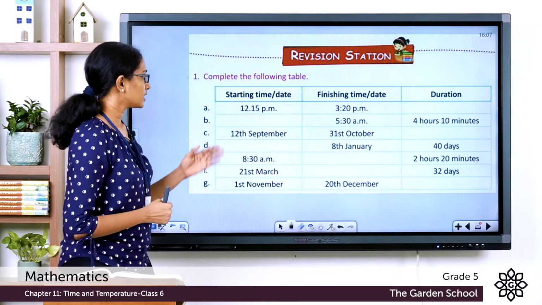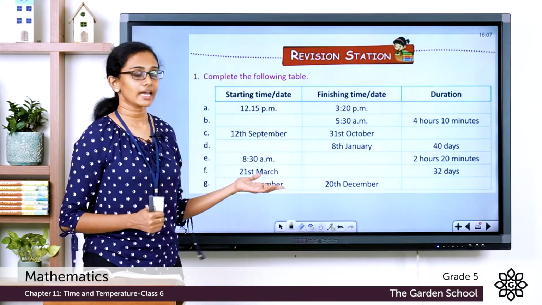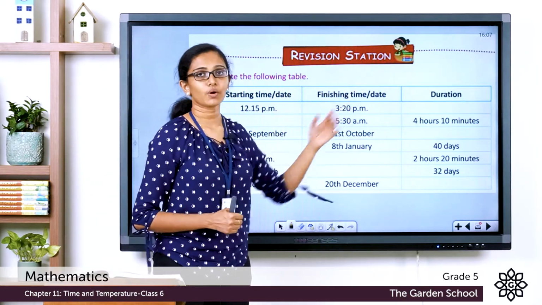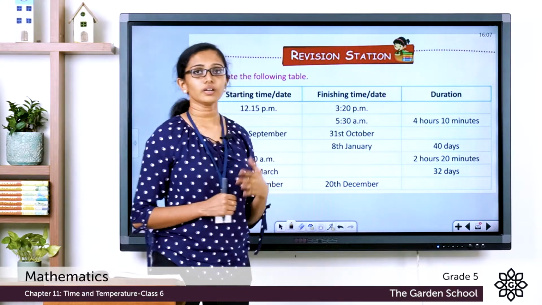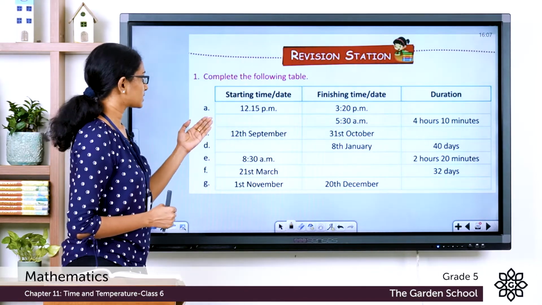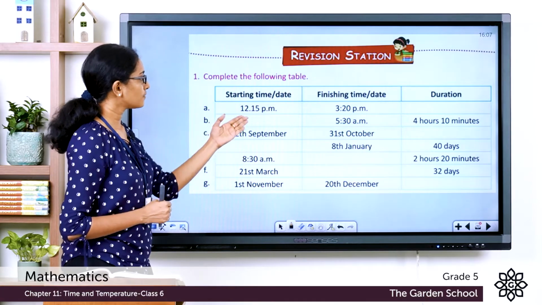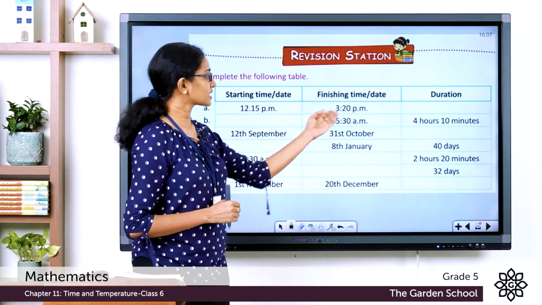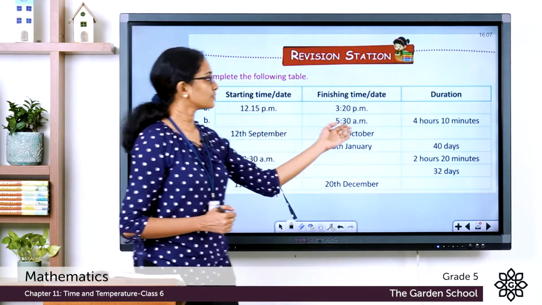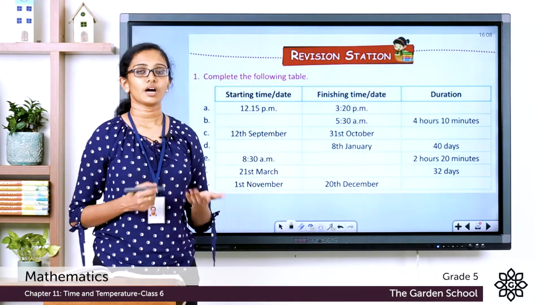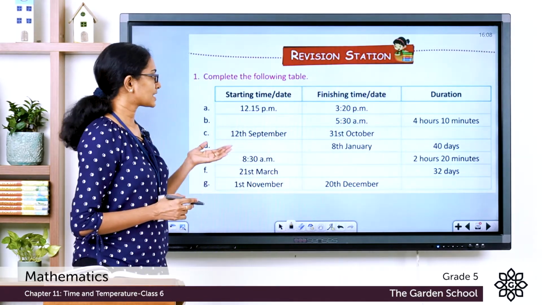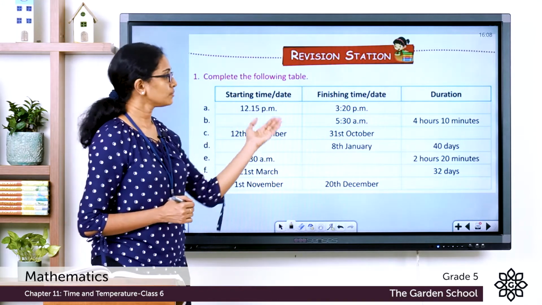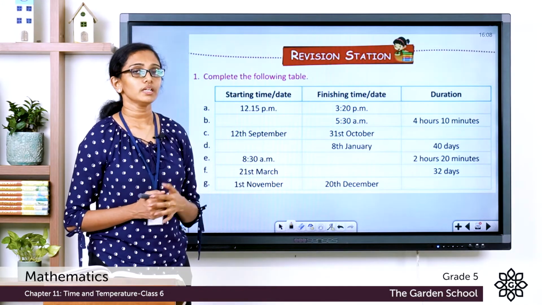Here we have the starting time or date, here we have the finishing time or date, and here we have the column for duration. The first question, the starting time is 12:15 p.m. and the finishing time is 3:20 p.m., and you have to find out the duration. How do we find out the duration? You can subtract the starting time from the finishing time, then you will get the duration.